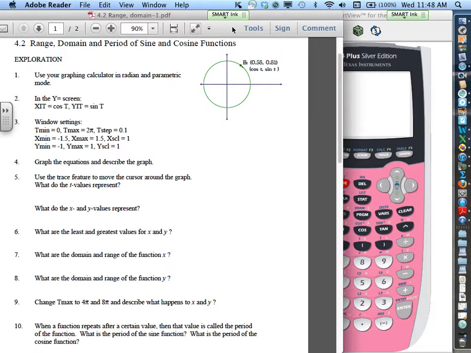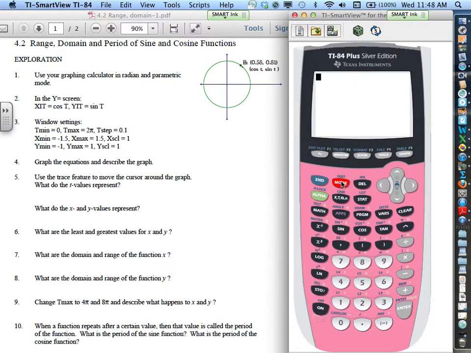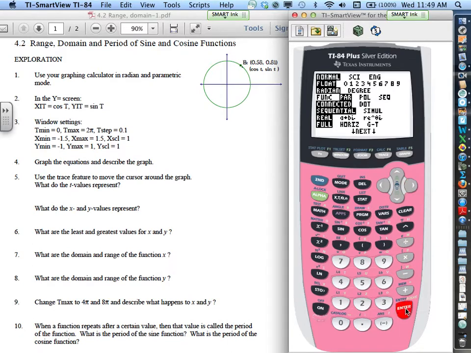Right, so we're going to look at the domain and the range of periodic functions. So the first thing we're going to do is put our calculator in radian mode. If you put your mode key, you want to make sure that we're in radians. We're going to go down to parametric, which is right next to function. See it highlighted, hit enter. So I put myself in radian mode and parametric mode.